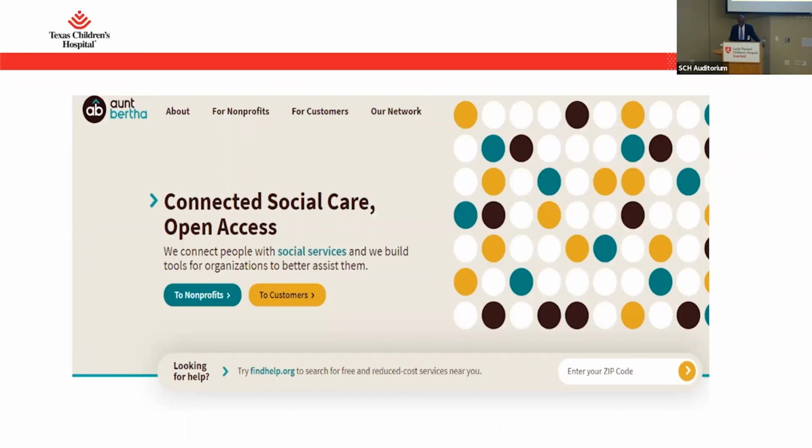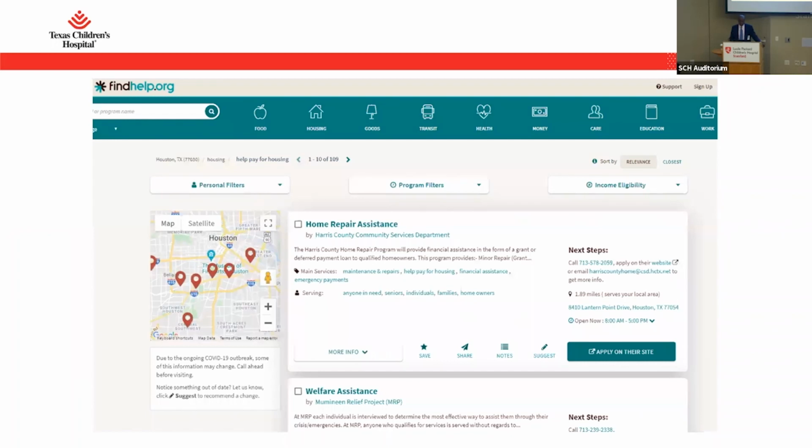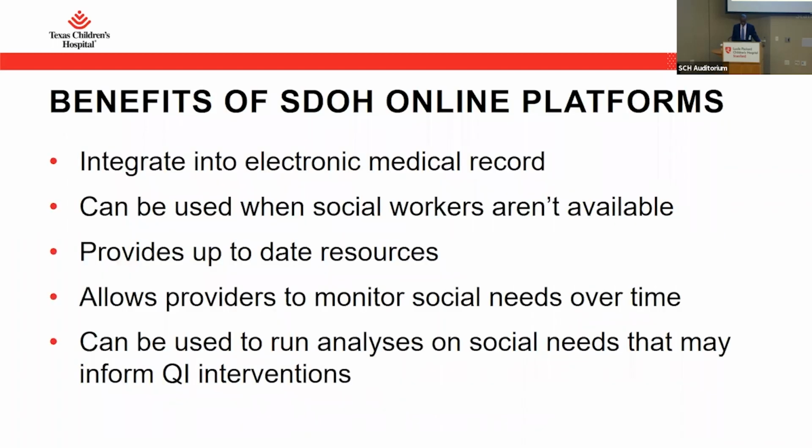So I think the one you use here used to be called Eartha, but is now called Findhelp.org. And this is just a very simple display. And you can see all the different icons they have at the top for housing, food. And so this was a search I think I just did on food. And you can see you put in your zip code, and then all these resources come up. So you know exactly what's truly active in terms of resources and where to go. So the benefits of these online platforms are many. So one, they could be integrated into the electronic medical record.